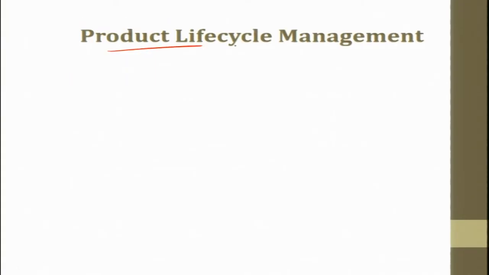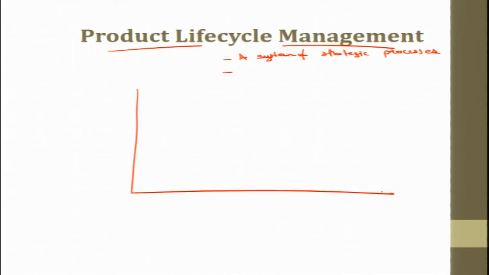So, let me move forward. What is product lifecycle management? Product lifecycle management is a system of strategic processes employed to reduce the cost of getting a product to market. These days we need to extend the duration of the profitable years of the product. Here I will talk about the product life cycle not from the marketing perspective, but from the development perspective.